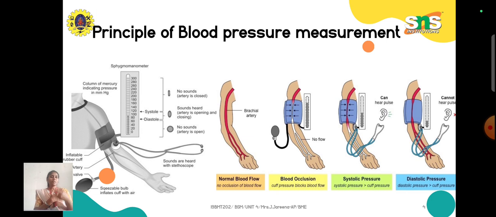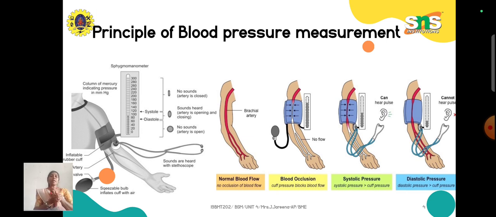By pressing the bulb, you are inflating the cuff, and by releasing the bulb, you are deflating the cuff. So these are the main components of the BP apparatus. Now we are getting into measurement, how we are going to measure BP with the help of this sphygmomanometer. In this way we will get to know the basic principle behind this.